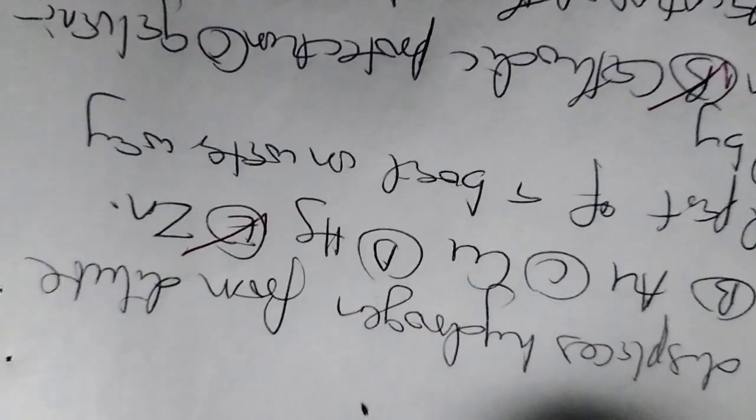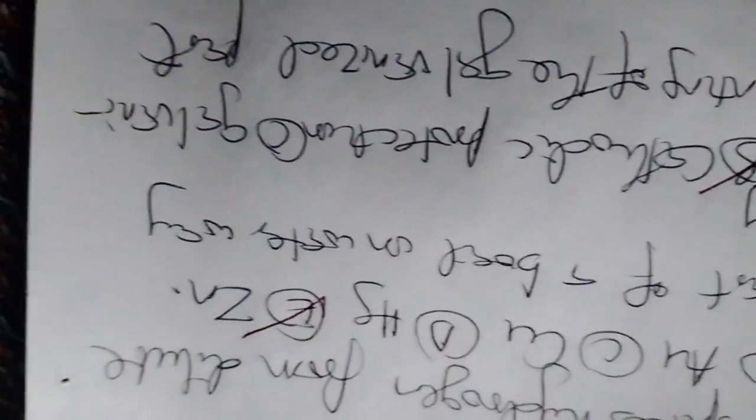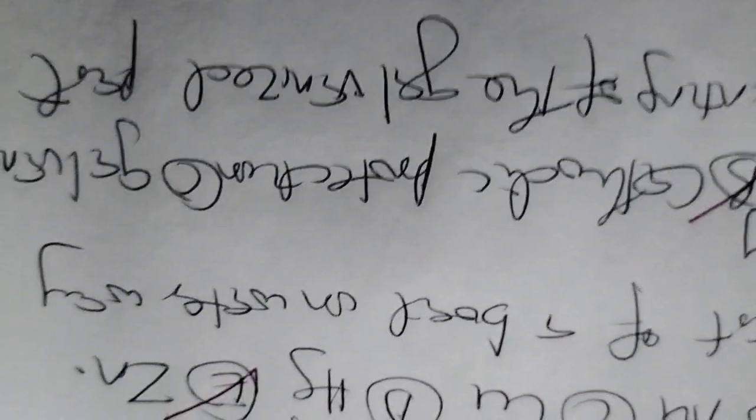Number 35. Rusting of the metal part of a boat on a waterway can be prevented by A, anodic protection, B, cathodic protection, C, galvanization, D, regular painting of the galvanized part, and E, tin plating. The answer to number 35 is B, cathodic protection.